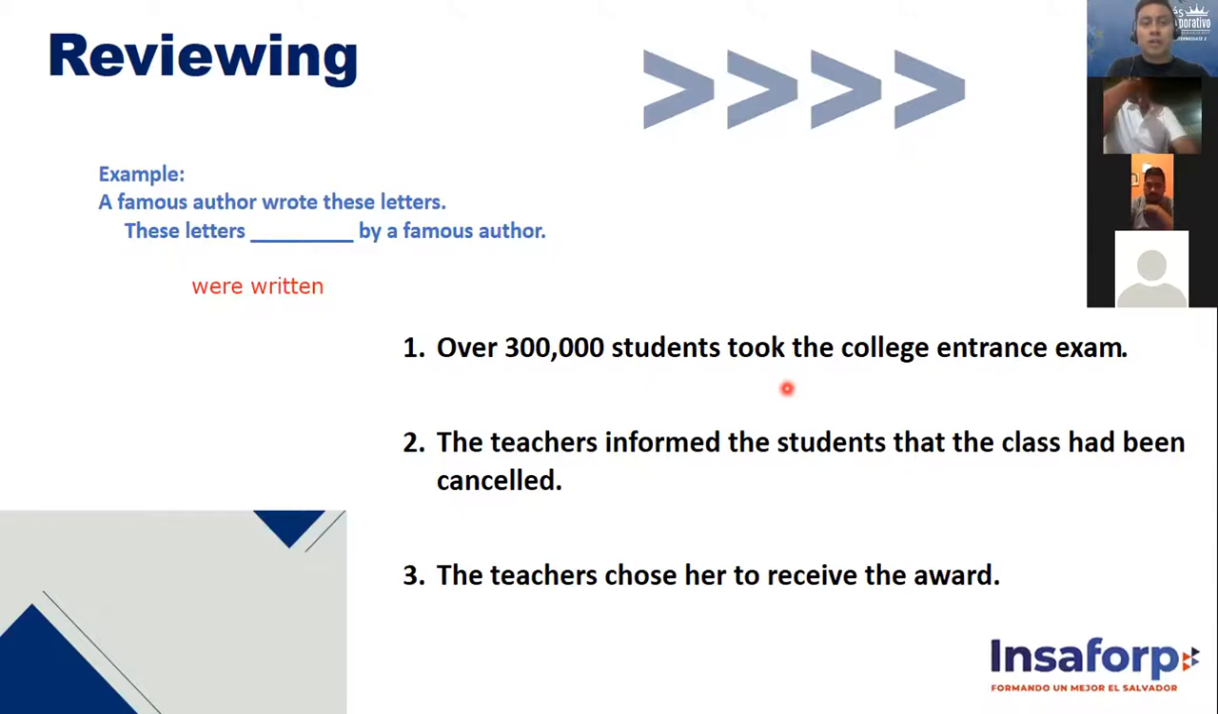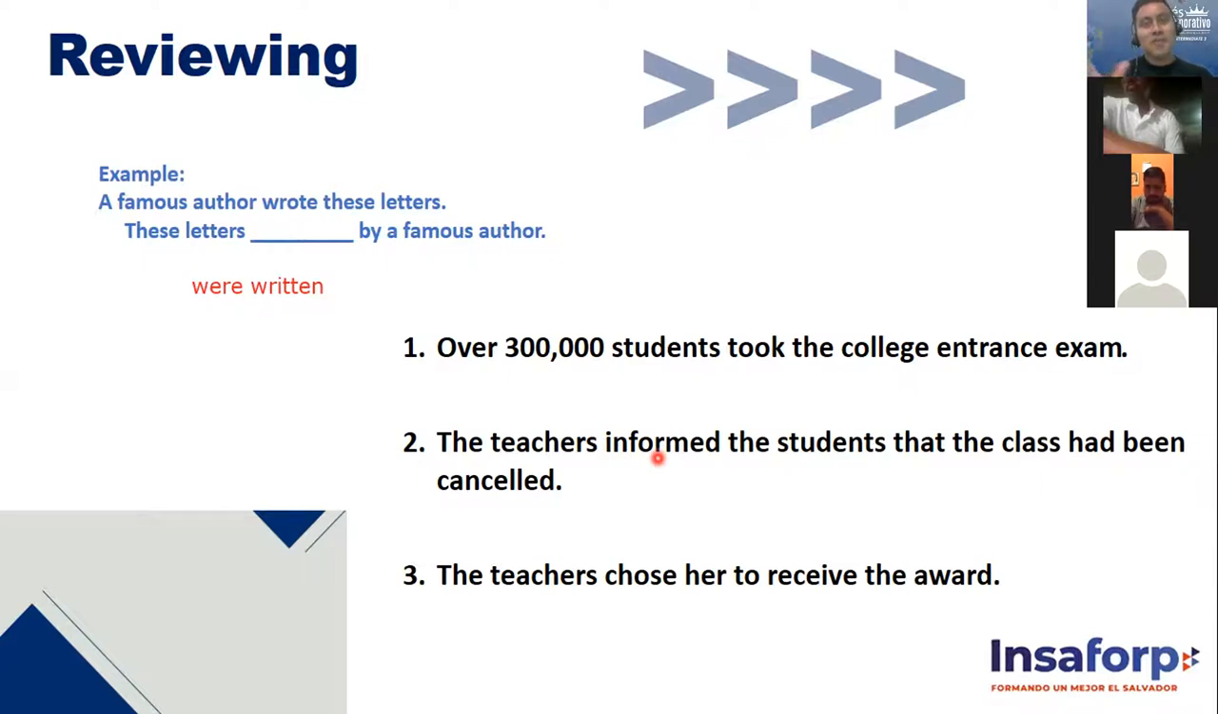What is the main verb here? Informed. Very good. So how do we make the conversion now? What is the object? And what is the subject here? The class. Okay, but the object is most of the time next to the verb. The object receives the action, okay? The students. The students, very good.